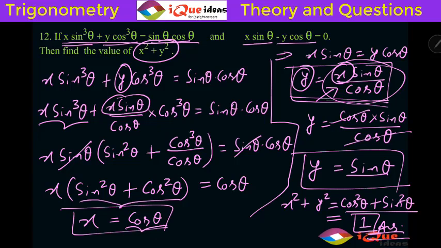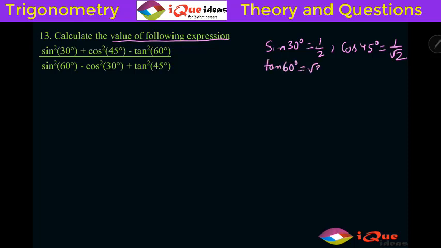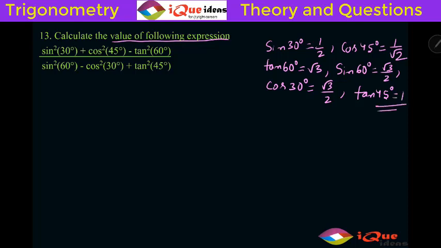Alright. Now let's go to the next question. Now this question says calculate the value of the following expression. Alright. So here we just need the values, right? Look at this closely. It is sine 30 degree, that is 1 by 2. Cos 45 degree, that is 1 by root 2. You must have memorized these values. Tan 60 degree is root 3. Sine 60 degree is root 3 by 2. Cos 30 degree is equal to root 3 by 2. And tan 45 degree is equal to 1. So directly put these values, take care of the power and calculate properly.